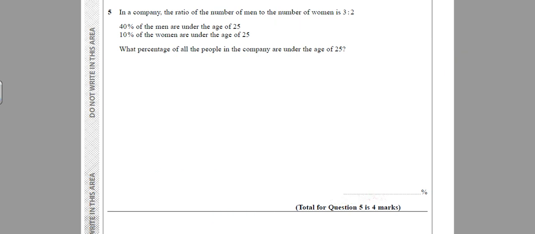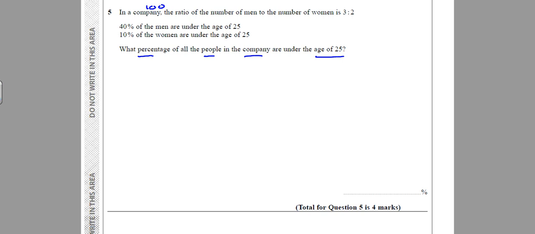Okay, now this question. Whenever I've done this question with students in the past, I hate it. And the reason is because there's no numbers here. No numbers of the people that work in the company. So bear in mind it says what percentage of all the people in the company are under the age of 25. Percentage means per 100. So let's just make up the number and say that 100 people work in this company.